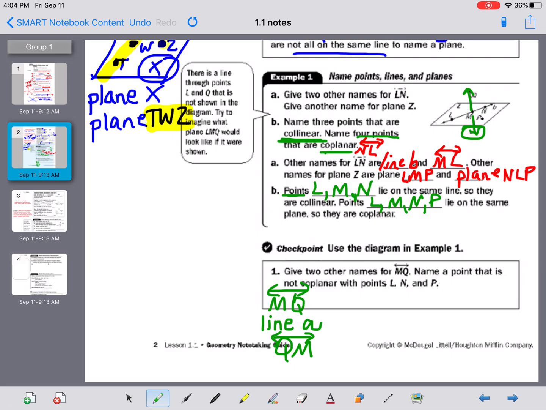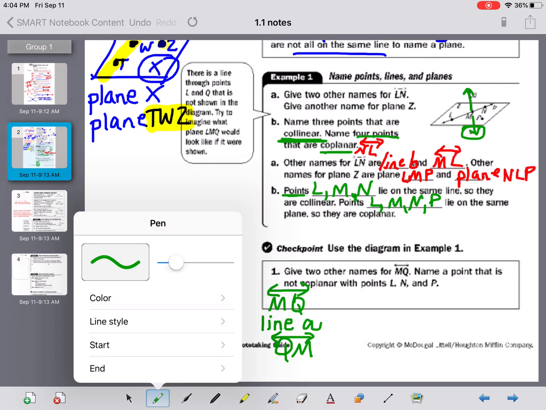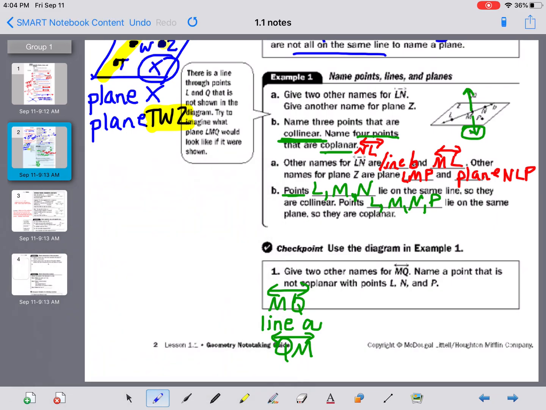All right. Now, second question over here. It says, can you name a point that is not coplanar with points L, N, and P? So when I look at that picture, I say, what's not on the same piece of paper or the same flat surface as L, N, and P? Those are all on that paper, that flat surface. What's not? It would be point Q. And remember, you need to use the word point when you name this, okay?